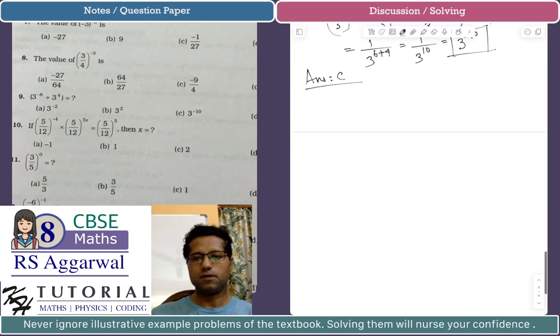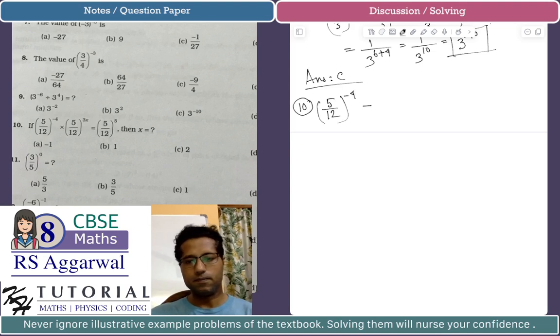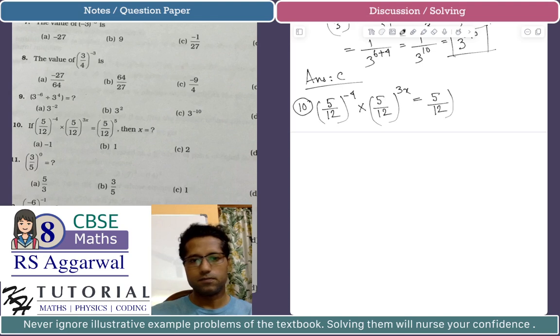Let's do problem number 10. We have to solve for x. It is given that 5 by 12 whole raised to the power minus 4 multiplied by 5 by 12 whole raised to the power 3x is equal to 5 by 12 whole raised to the power 5.